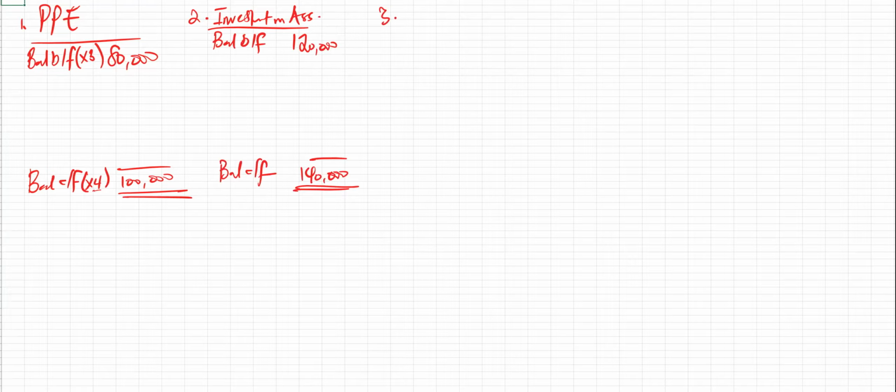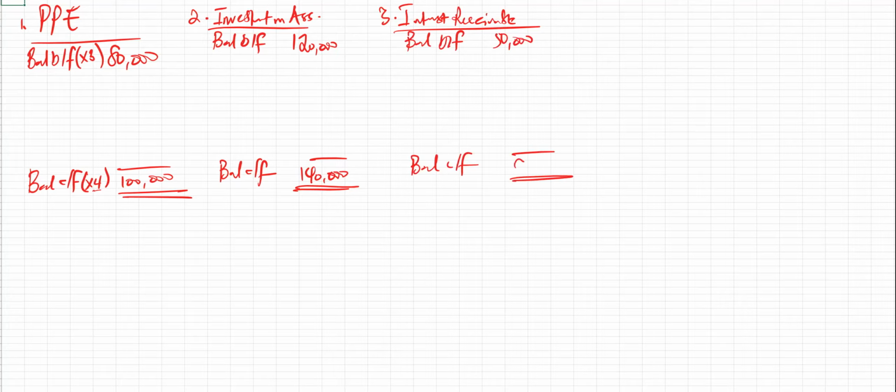Working number 3. What did we have? Interest received, or interest receivable. Balance brought forward was 50,000. Balance carried forward was 20,000.